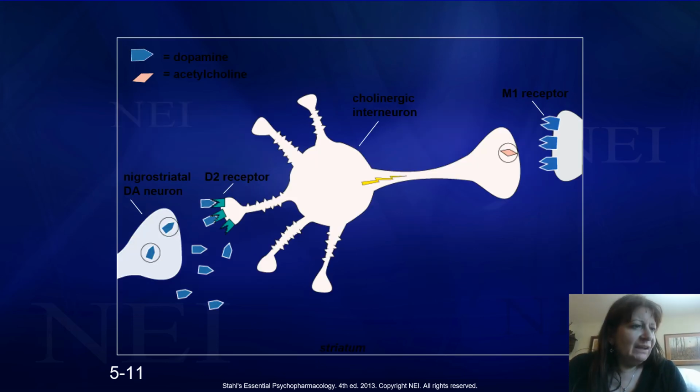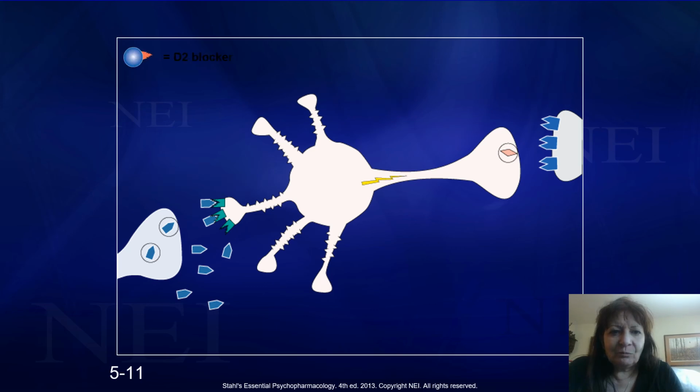So in the nigrostriatal pathway, shown here, dopamine and acetylcholine have a reciprocal relationship. So the dopamine neurons connect with the dendrite of the cholinergic neuron, and so dopamine suppresses acetylcholine release and activity. So that's what goes on normally.